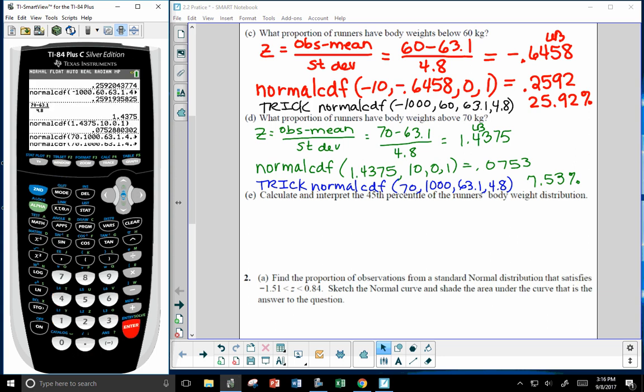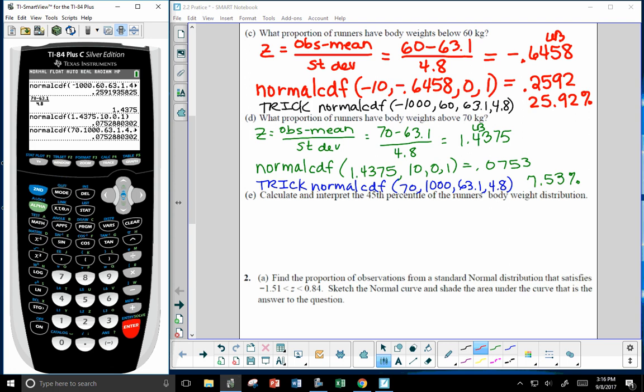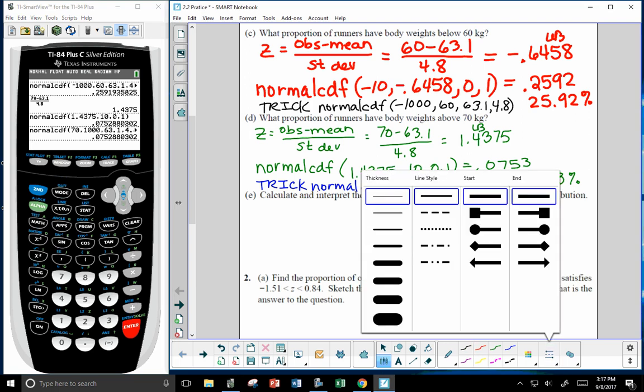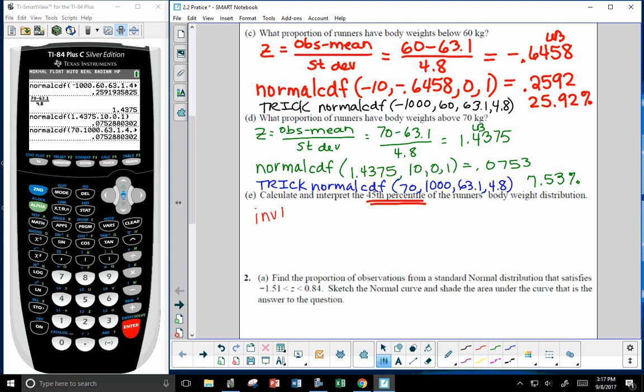If I do the inverse norm of 0.45, comma 0, comma 1, what that's going to give us is the z-score at that percentile. It's not going to give us the actual score or the actual weight in this scenario. It's going to give us the z-score, and I'll show you how to deal with that. So this gives us a z-score of negative 0.1257, and that's a z-score, okay? I'm going to write next to it, that's a z-score. Because I left the 0 and the 1 in, it gave me a z-score, not a true observed score.